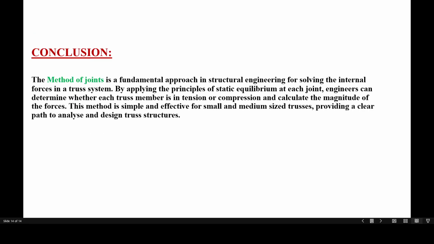So, in conclusion, we can say that the method of joints is a fundamental approach in structural engineering. By applying the principle of static equilibrium at each joint, we can determine if each truss member is in tension or compression, as well as calculate the magnitude of force in each member. This method is effective for small and medium-sized trusses, providing a clear path to analyze and design truss structures.